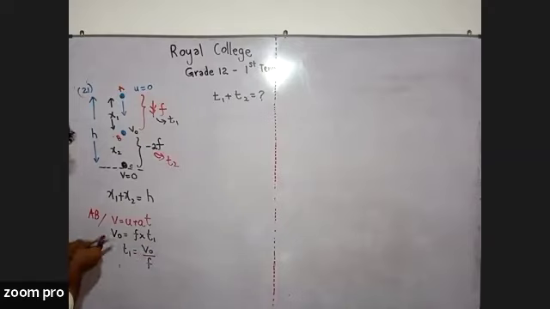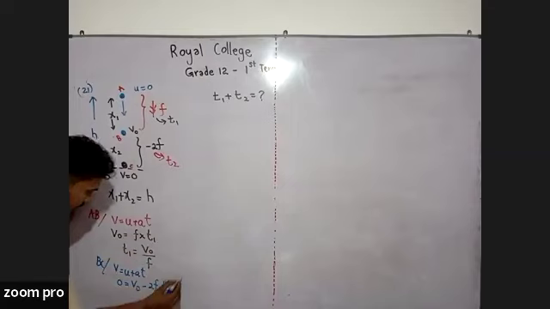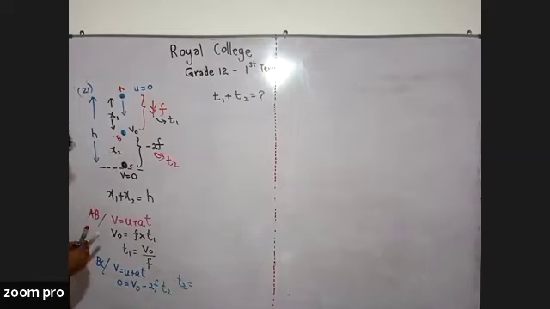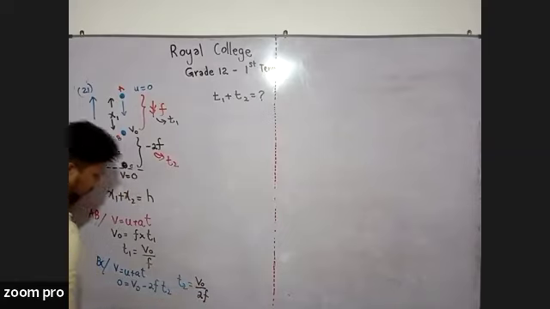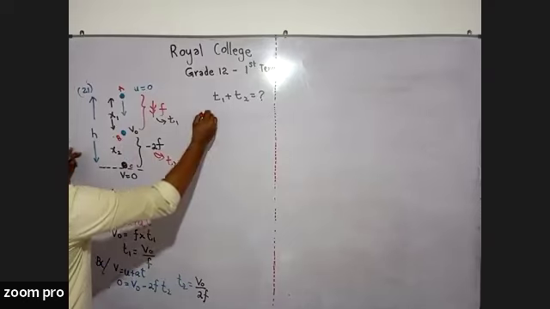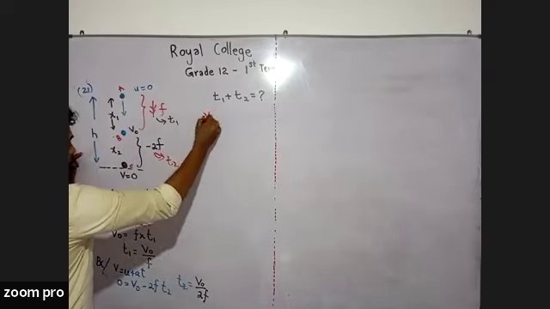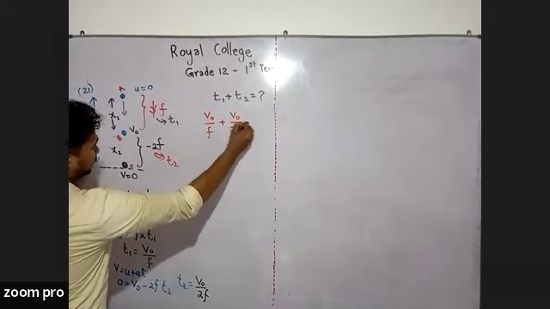So if I apply the same equation from B to C, then V should be 0, U should be V naught, minus 2F into t2. Then we can obtain an answer for t2 as V naught over 2F. Right? So the answer should be the total time, V naught over F plus V naught over 2F.